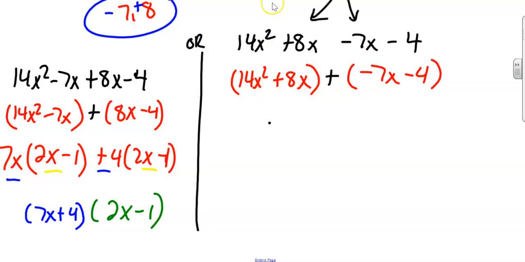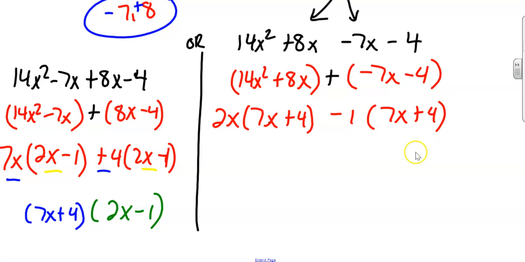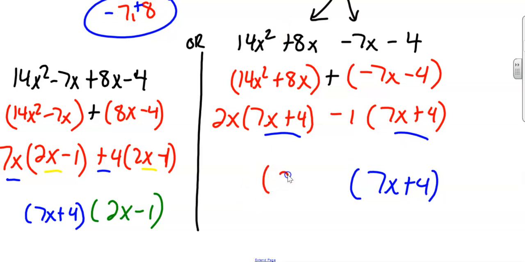With 14x squared and 8x, you can divide them both by 2 and x, which would leave you with 7x plus 4. These two, the only thing you have in common is, now the numbers are good, but the signs are wrong. So for this one, you would basically just factor out a -1. But again, you still have the same thing in common, so it's 7x plus 4, and you would put the 2x minus 1 first.